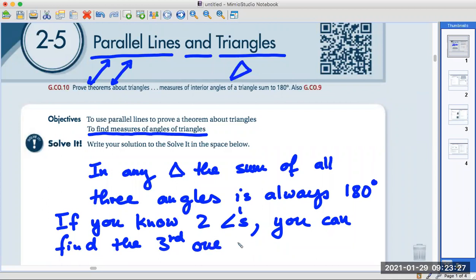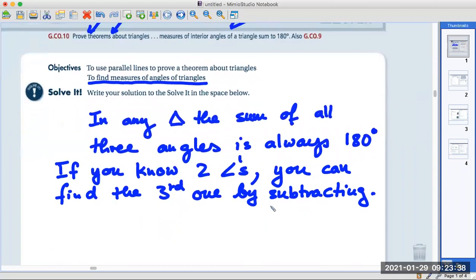And how do we do that? We're subtracting the sum from 180. Okay, so let's look at our first.